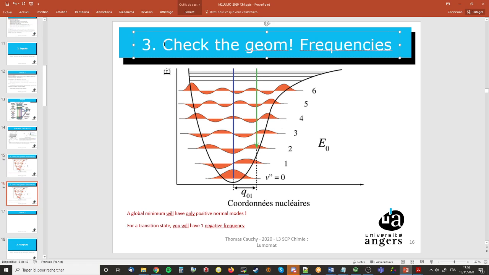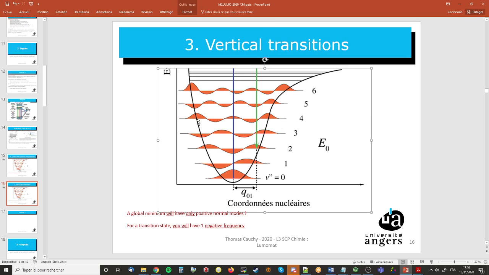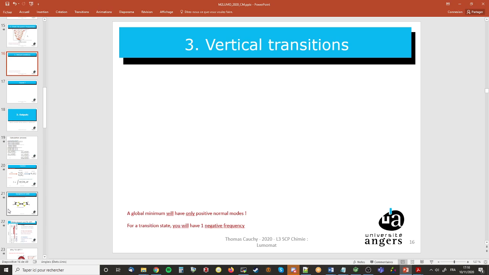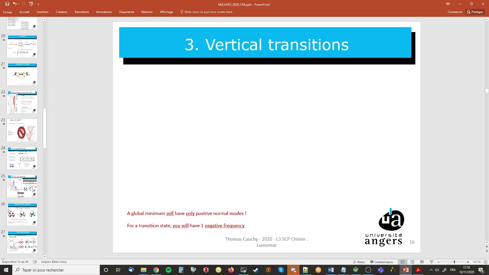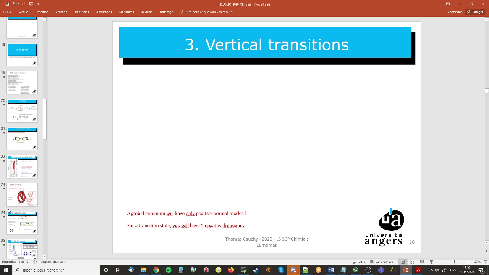Three, vertical transitions. Maybe I will do that another time, because I've done this part of the class already.